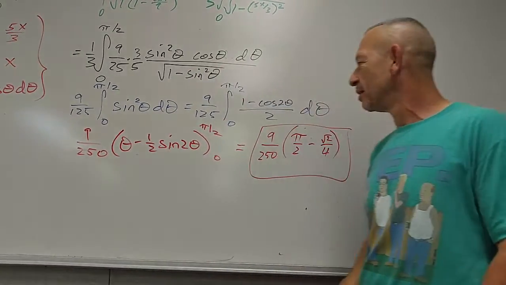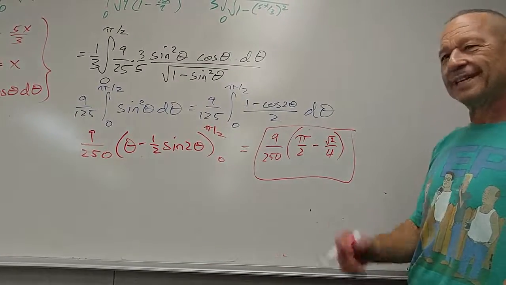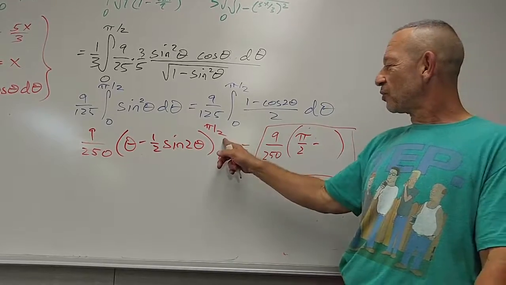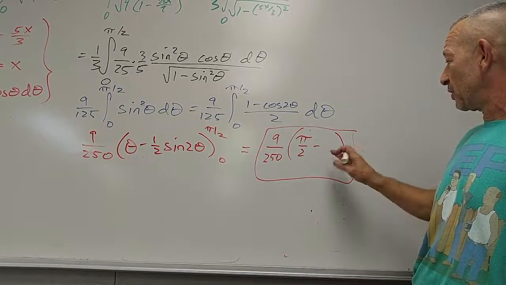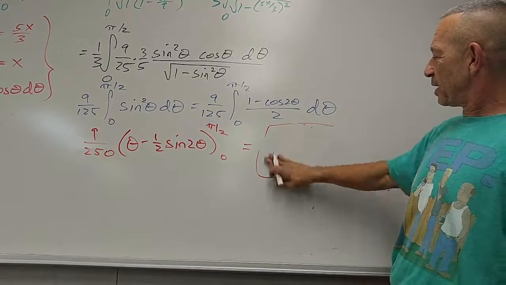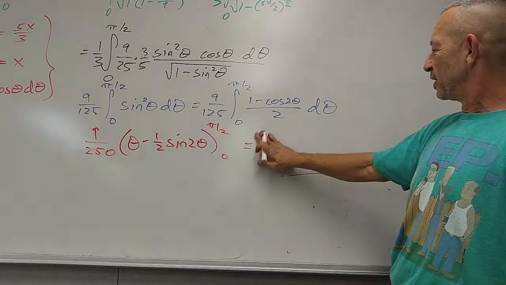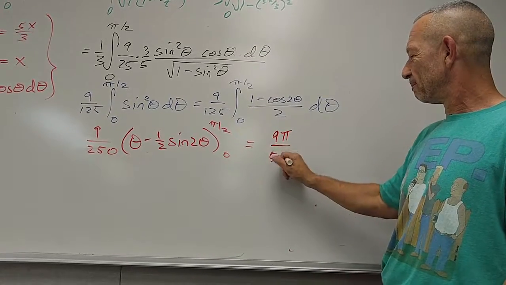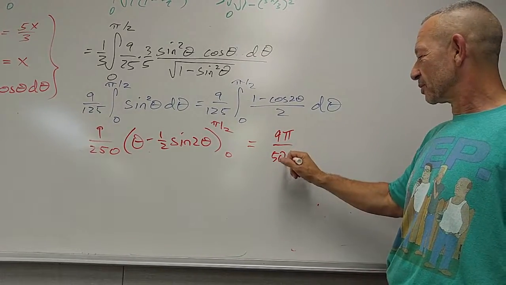See, I knew I was going to make a mistake. Look at that. Yeah, 2 times that is pi. Sine of pi is 0 again, isn't it? So 9 pi over 500, right? Is that right? Oh, well, somebody's saying yes.